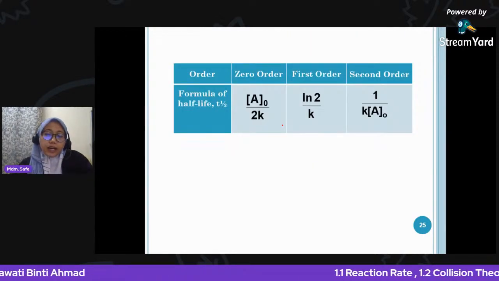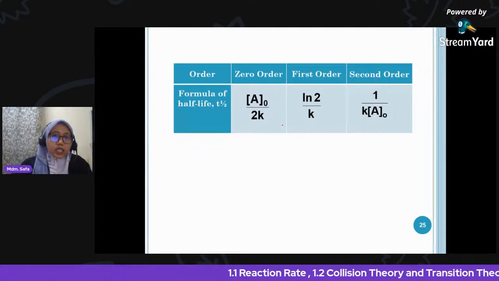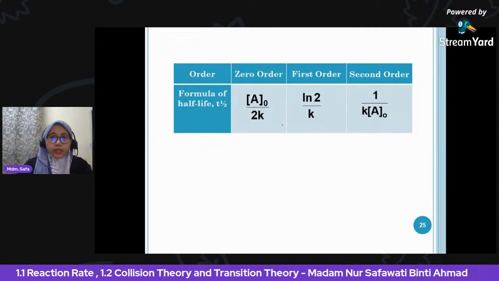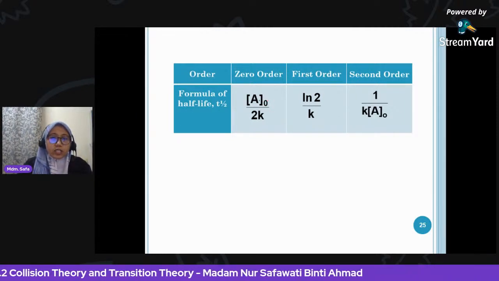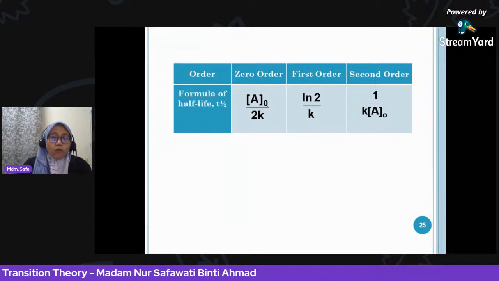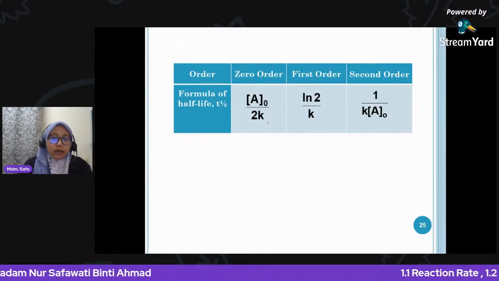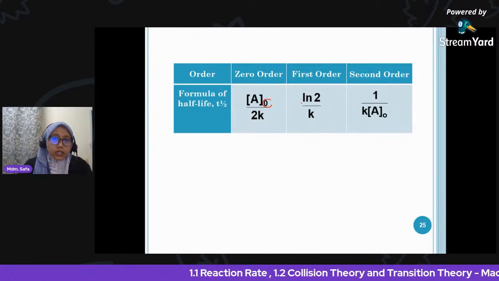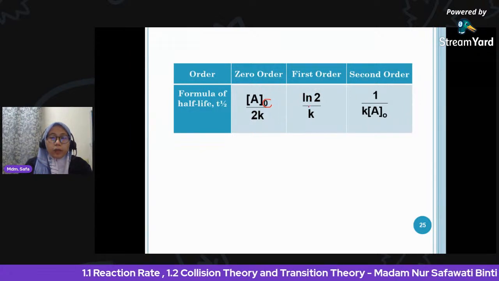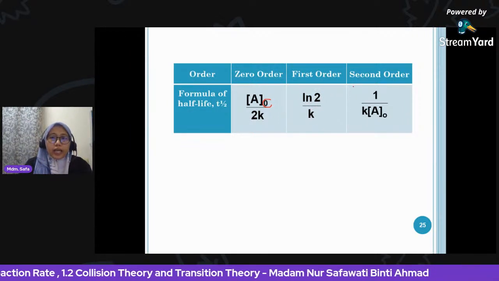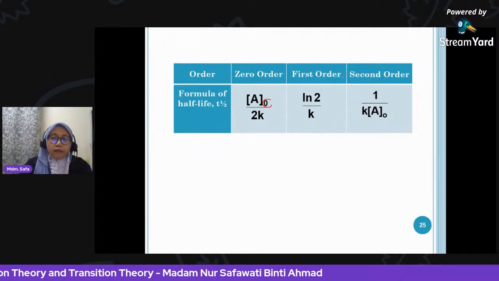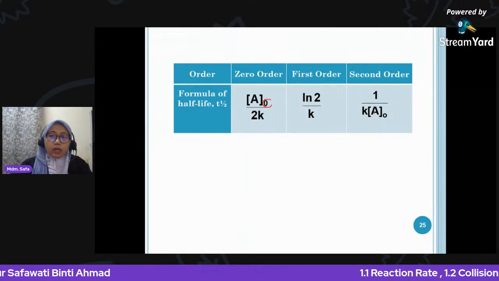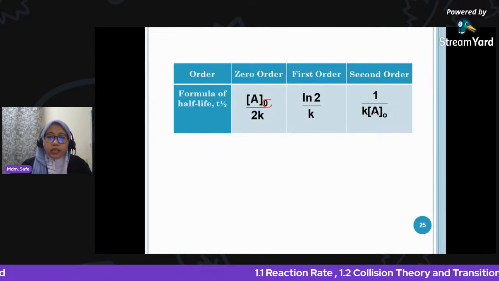Okay, so you just have to memorize the formula of the half-life for zero order, first order, and second order. For zero order, initial concentration of A over 2K. K adalah rate constant tadi. Yang A naught ni adalah initial concentration. Okay, and then for the first order adalah formula half-life dia adalah ln 2 over K. Second order, dia punya half-life adalah 1 over K initial concentration A. Okay, ingat saja formula. Tak ingat formula, tak boleh buat. Itu je. Formula tak diberi dalam exam.